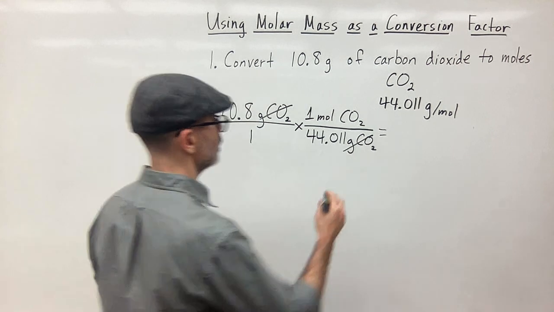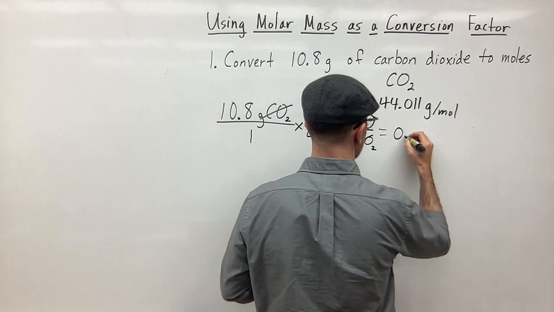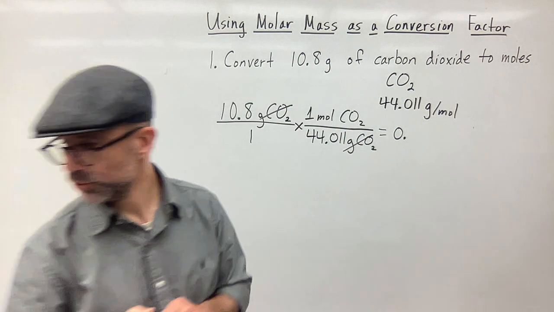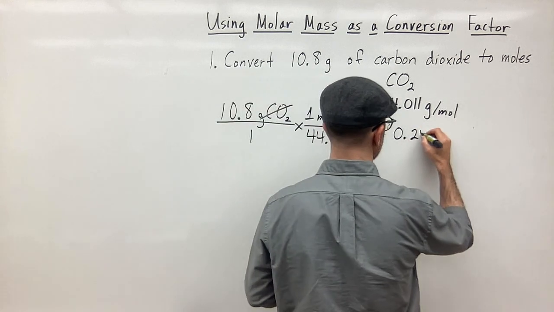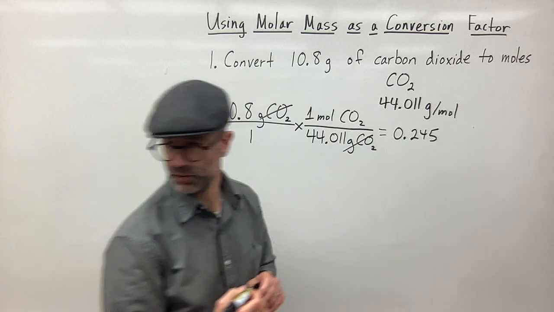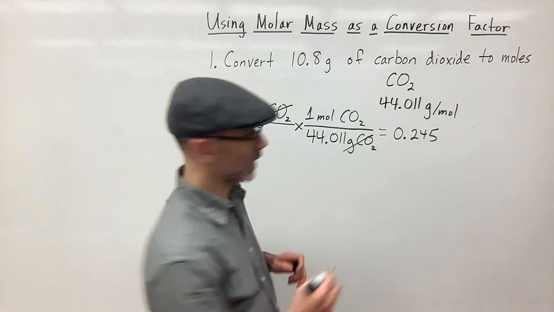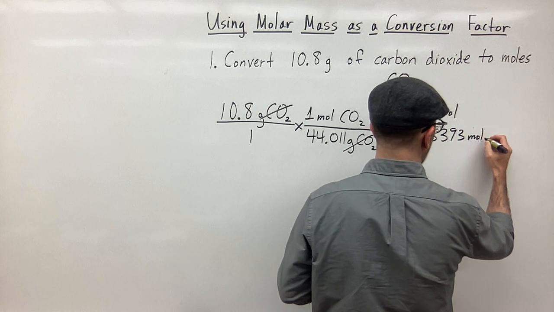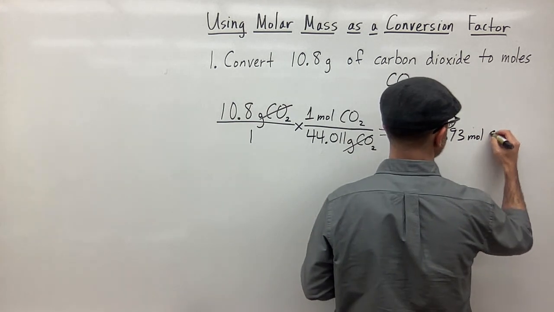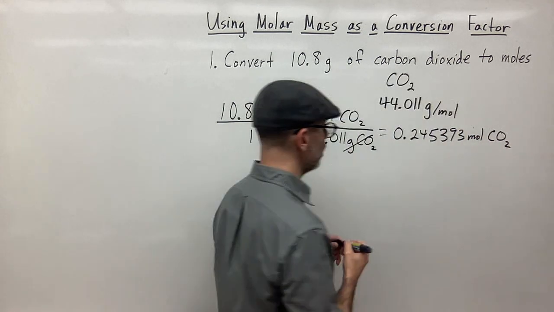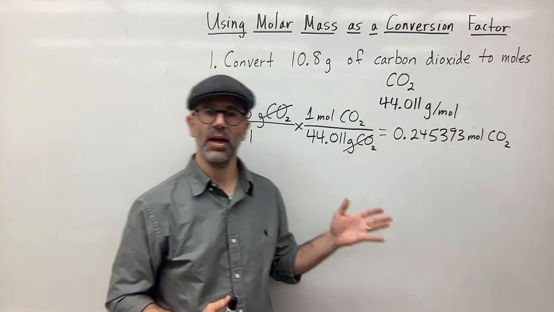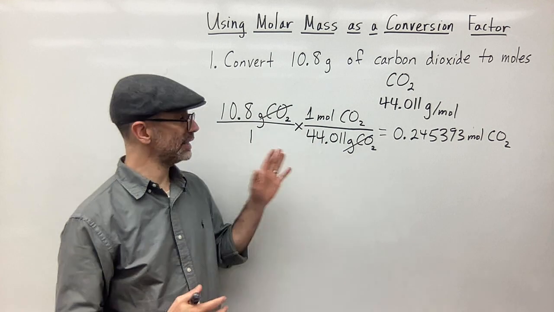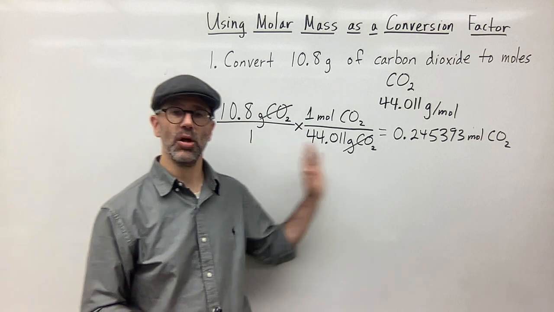And we have 0.245, and my calculator gives me 393 moles of carbon dioxide. Once we get our answer, we have to figure out the number of significant figures. How many digits can we keep? Can we keep all of these?